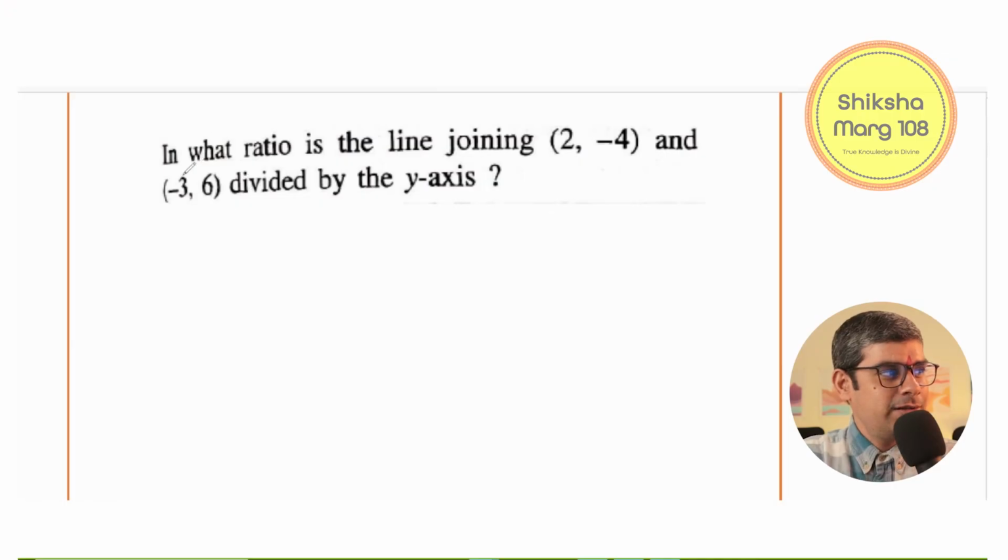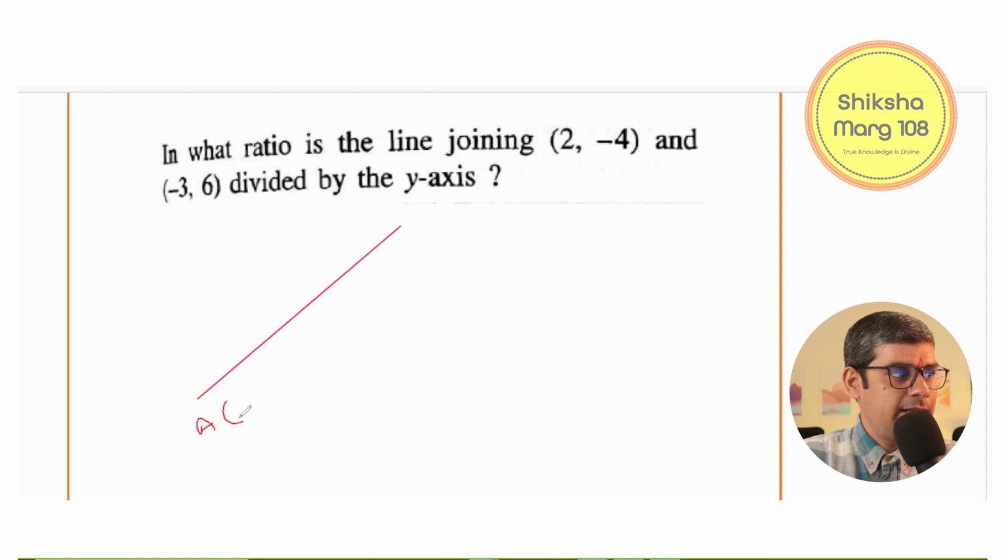Today we are continuing the mathematics topic of section and midpoint formula. So let's jump right into it. As you can see on the screen, the question is: in what ratio is the line joining (2, -4) and (-3, 6) divided by the y-axis? Quite straightforward. Let's have the points A as (2, -4) and B as (-3, 6).